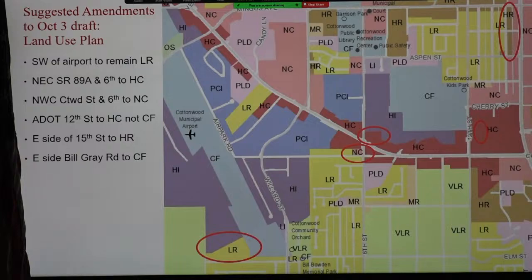And also, up off of Bill Gray Road, the very northeast section off of Highway 89 and Bill Gray, there's a small piece of city property up there that we would propose to designate for community facilities as opposed to the existing or the adjacent PLD proposal.